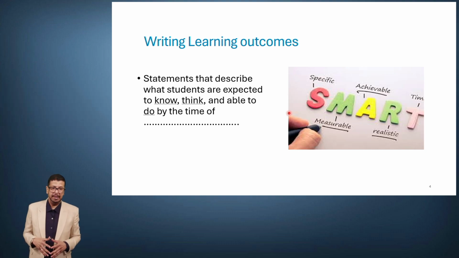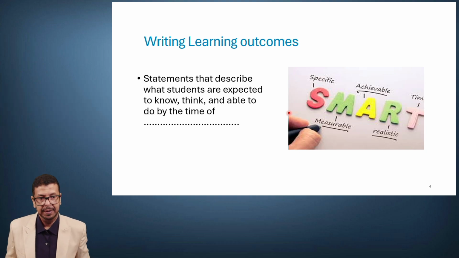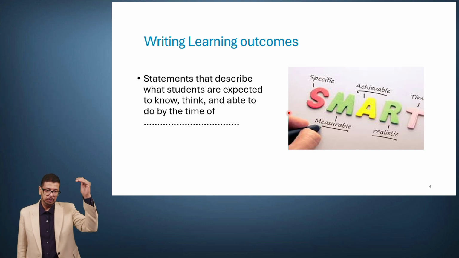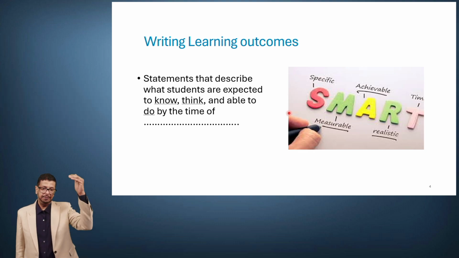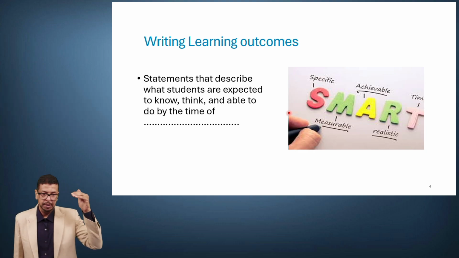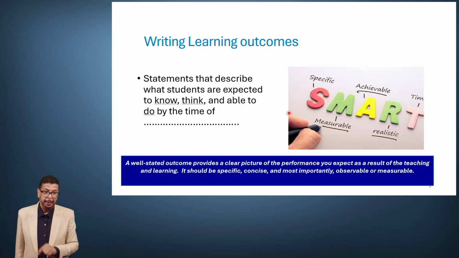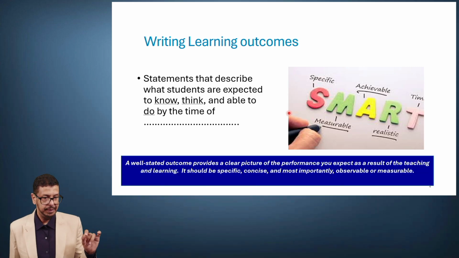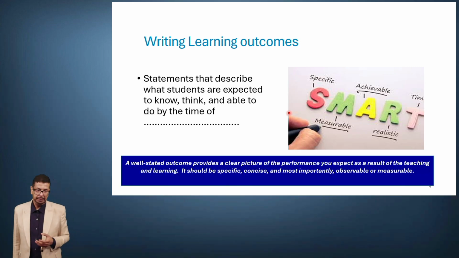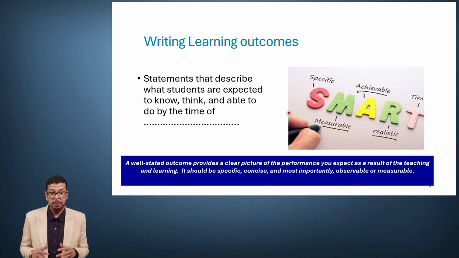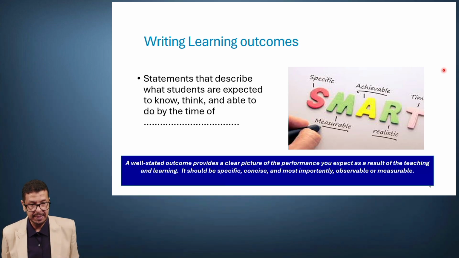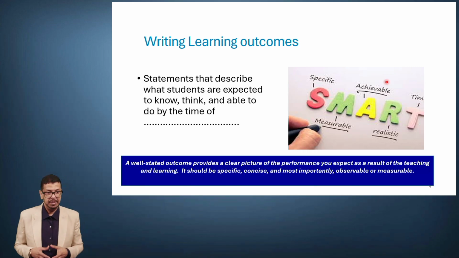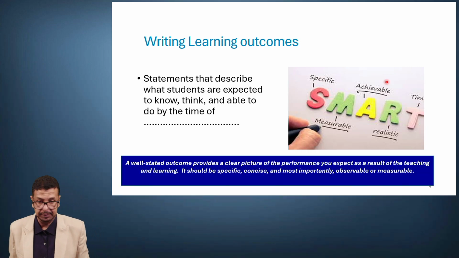So let us define the learning outcome. It is a statement that describes what the students are expected to know, to think, and be able to do at a specific time. For this reason, you will find that by the end of this program, students should be able to do so and so. By the end of this lesson, students should be able to do so and so. A well-stated learning outcome provides a clear picture of the performance you expect as a result of teaching and learning, and it should be specific, concise, and most importantly, observable and measurable. As you can see here at the right side of the screen, learning outcomes should be SMART. SMART is for specific, measurable, achievable, realistic, and time-bounded.